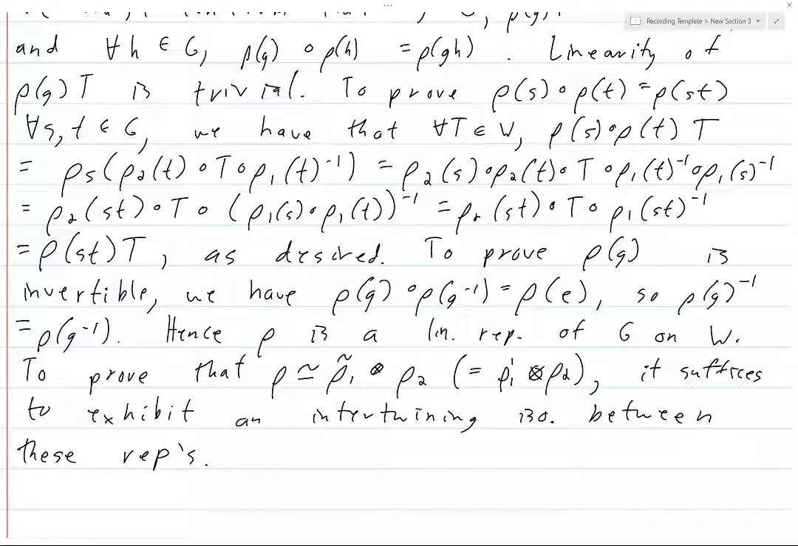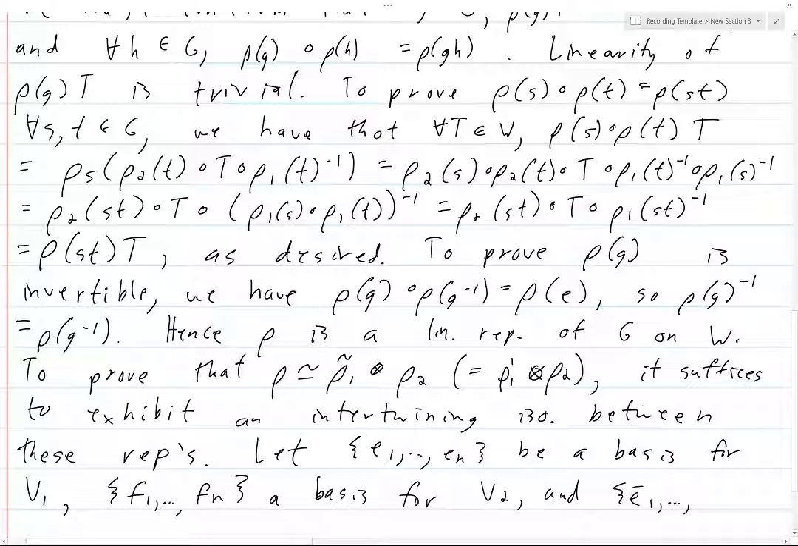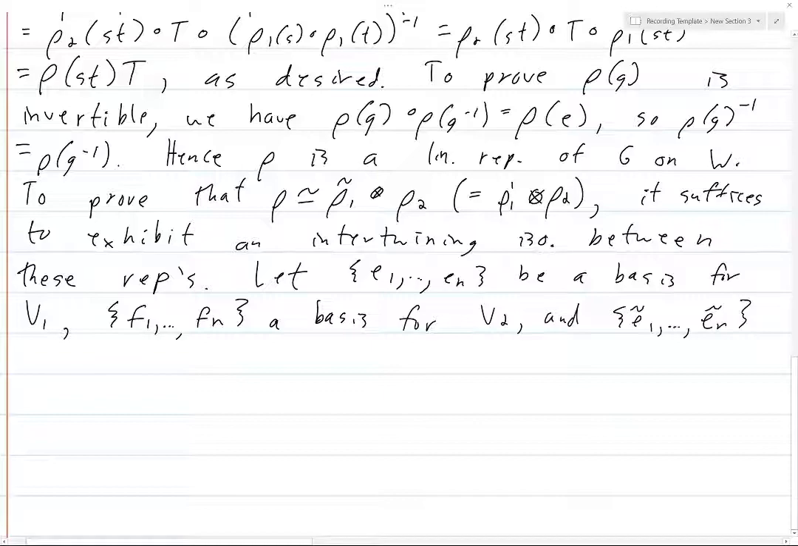So anyways, let e1 through en be a basis for V1. Then f1 through fn, not functions, but a basis for V2, and e1 tilde through en tilde, this is going to be a basis. Or no, the dual basis for V1.